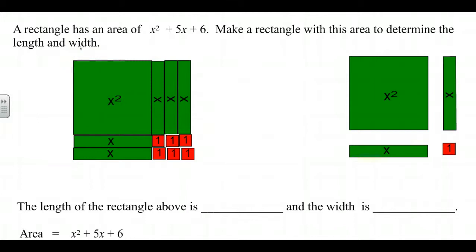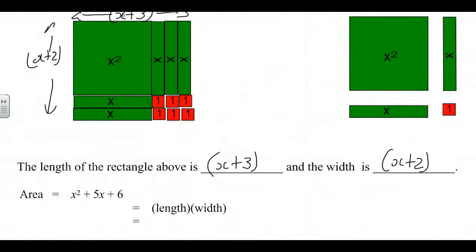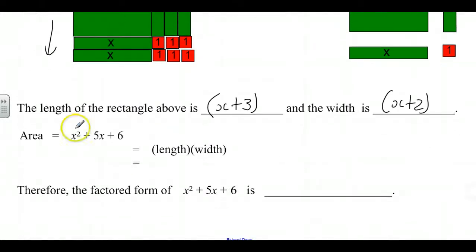This distance, oops, now I need a pen. This distance here is x, 1, 2, 3 plus 3. I like to put brackets around it, and this distance is x plus 2. So let's call the length x plus 3 and the width x plus 2. The area, remember, area is what we call the simplified form, is x squared plus 5x plus 6. You can just count it out of there, and that's equal to length times width.